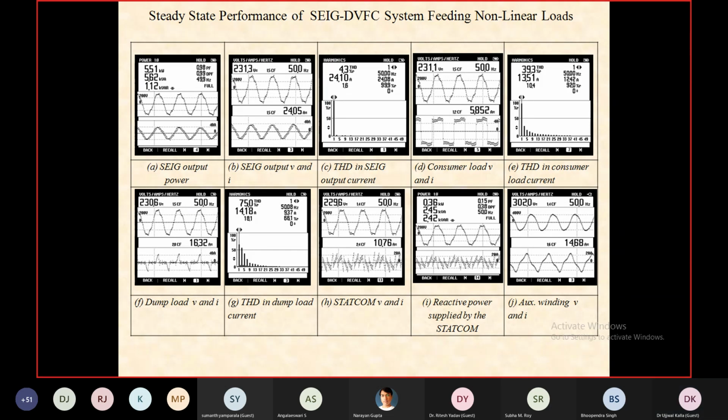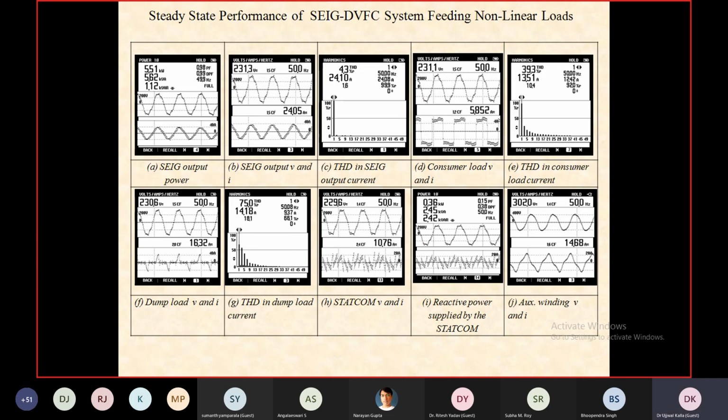So see result D. Load current is almost square wave. See figure E, the total harmonic distortion of the load current is 39.3%. See figure G, the total harmonic distortion of the dump load current is 75%. Even then see figure C. In figure C, the THD of the generator current is only 4.3%. So it is meeting IEEE 519 standards of power quality. THD is still less than 5%.